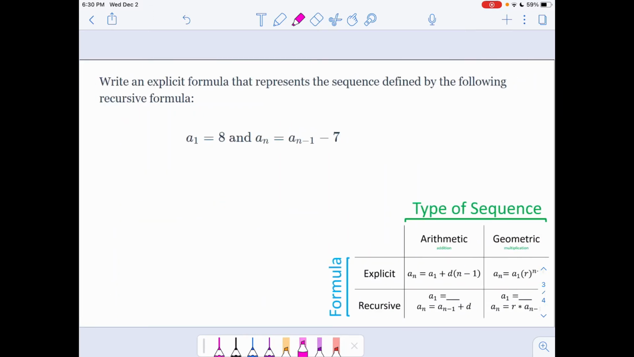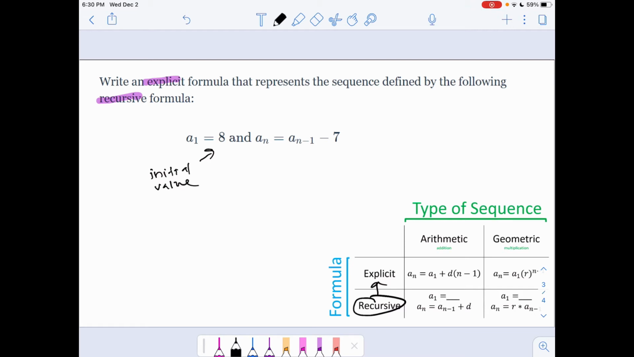Let's try an example. We're being asked to write an explicit formula that represents the sequence defined by the following recursive formula. So we're being asked to go from recursive to explicit. What's important is for me to identify my initial value. So I'm going to go ahead and label it. That is my initial value.